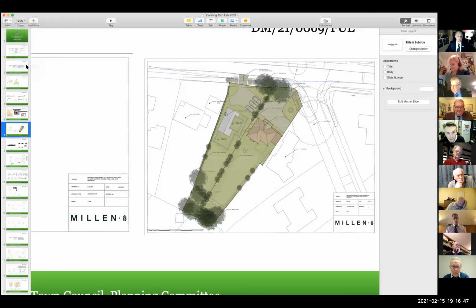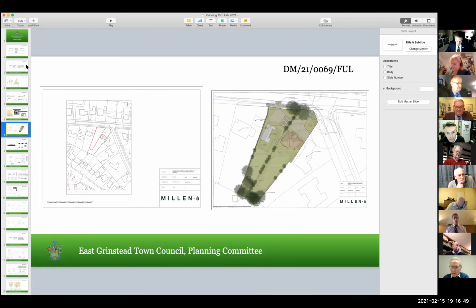Imberhorn for DM210069. This is the Grange, Firs Lane, East Grinstead. This is erection of detached four-bedroom chalet dwelling on land adjacent to the Grange, creation of new access point onto Firs Lane.